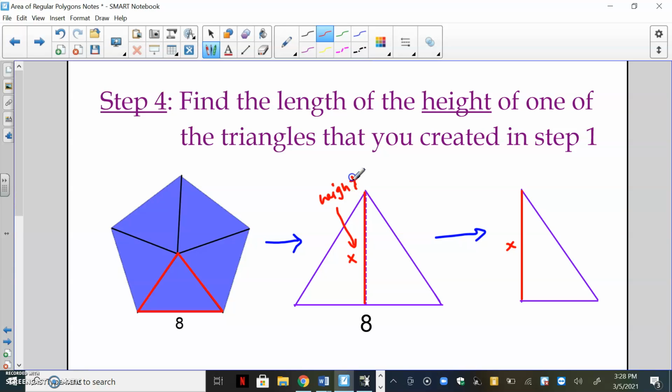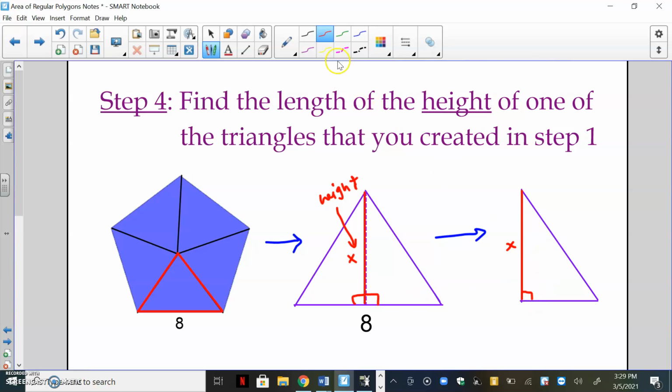Now, I'm going to go ahead and zoom in to half of this big triangle. That's this right over here, because that's what's going to help me find the missing piece here. So now I know when I drew that vertical line down, I created right angles. So that's why I have this right triangle.